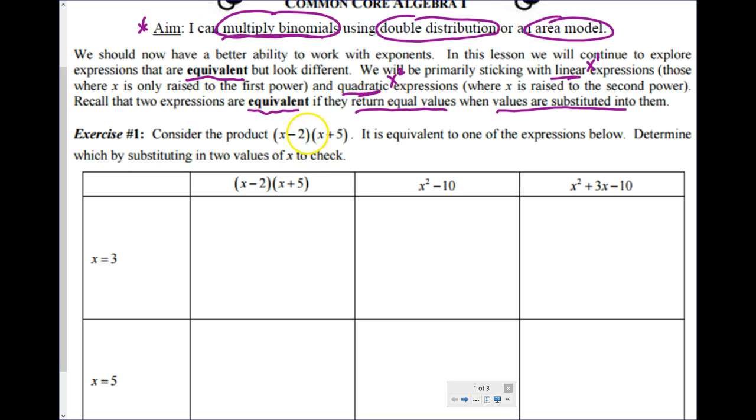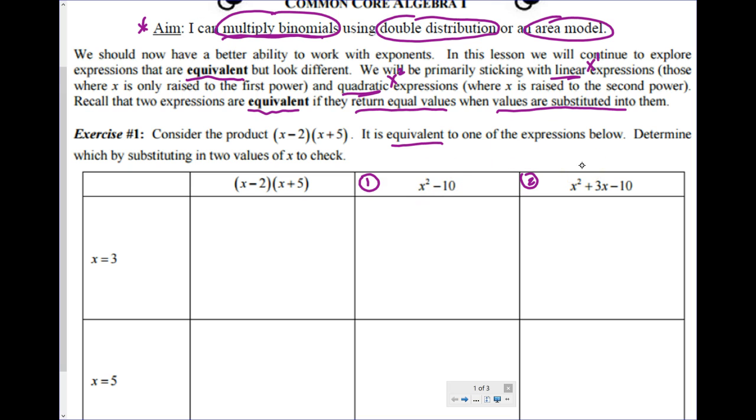This multiplication is equivalent to one of the expressions below. Determine which by substituting in two values of x to check. Okay, so here's your first expression it might be equivalent to, and here's your other one. And we're trying to figure out which one. Is it column 1 it's equivalent to, or is it column 2?